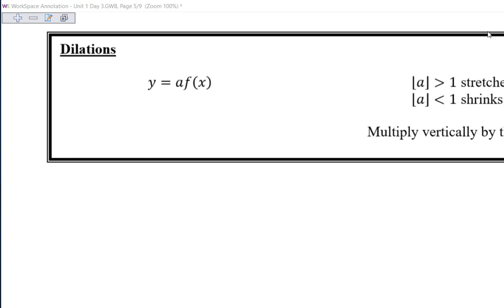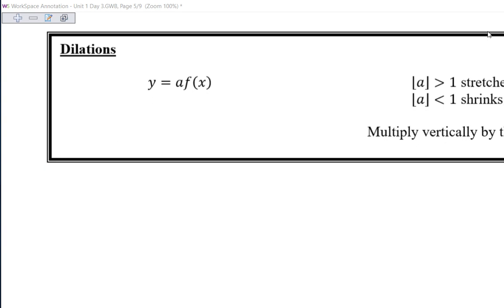And here the A value, so if A is negative, it makes it reflect over the x-axis. But if the absolute value of A is a number larger than 1, it's going to stretch it vertically by a factor of A, so whatever the A value is. So if there's a 2 out front, it's going to stretch it by a factor of 2. Now if the absolute value of A is less than 1, then it's going to shrink vertically.